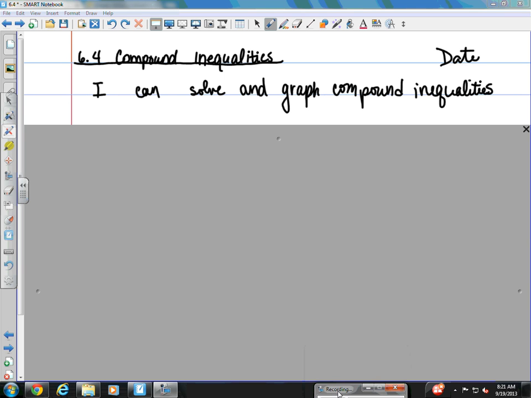Welcome to today's lesson at 6.4, Compound Inequalities. Go ahead and put today's date. And what we hope to be able to do by the end of this lesson is that I can solve and graph compound inequalities.